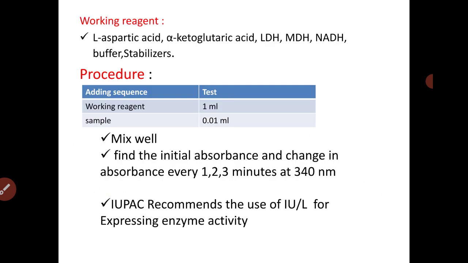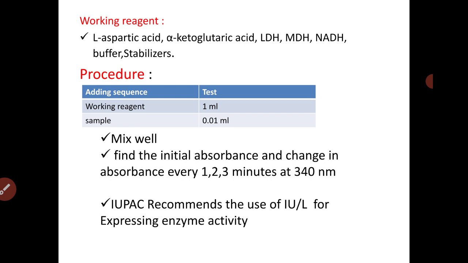So what is the procedure? What we have to do is take 1 ml of that working reagent and mix it with 0.01 ml of patient sample. Mix it well and don't wait for the incubation time. Feed this mixture immediately to the semi-auto analyzer or an auto analyzer or a spectrophotometer. They measure the change in absorbance of NADH2 for every minute, for the first minute, for the second minute and at the third minute. Now what we have is the change in absorbance, from which we calculate the enzyme activity.